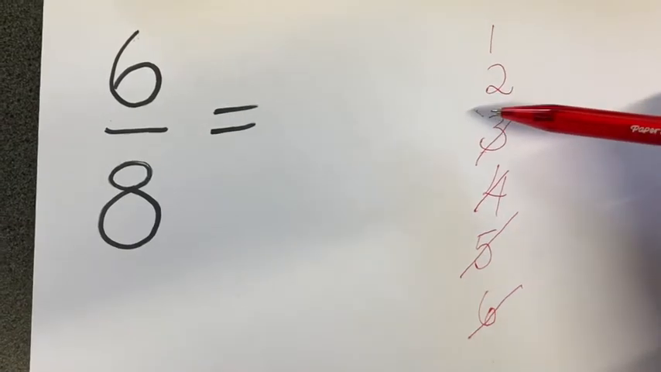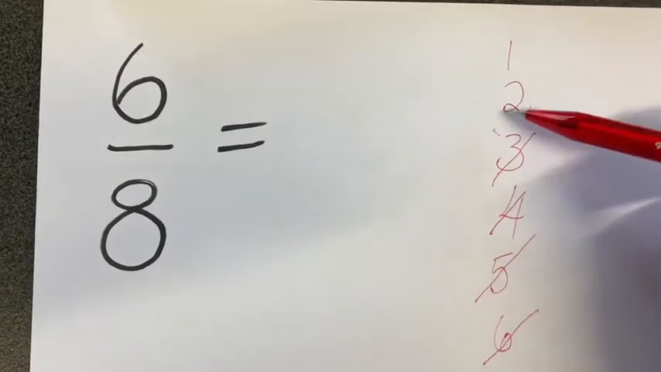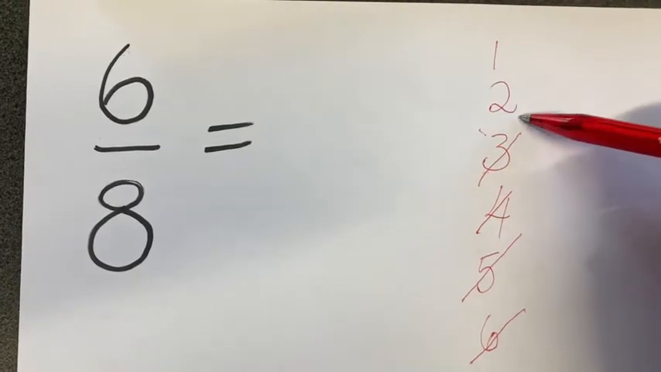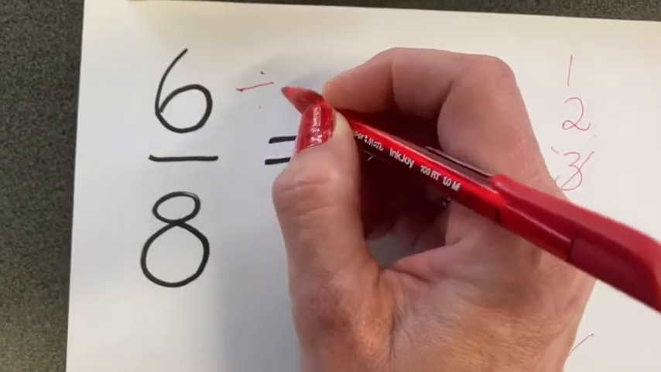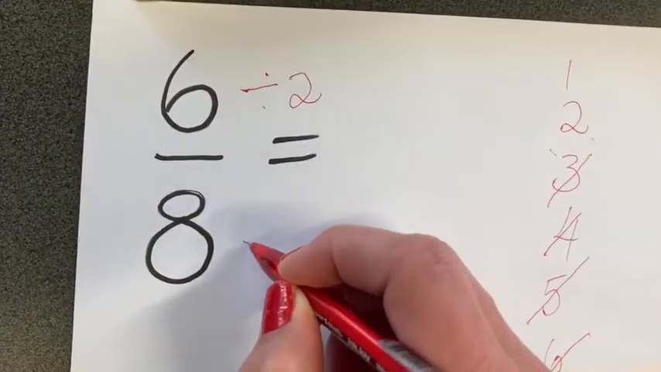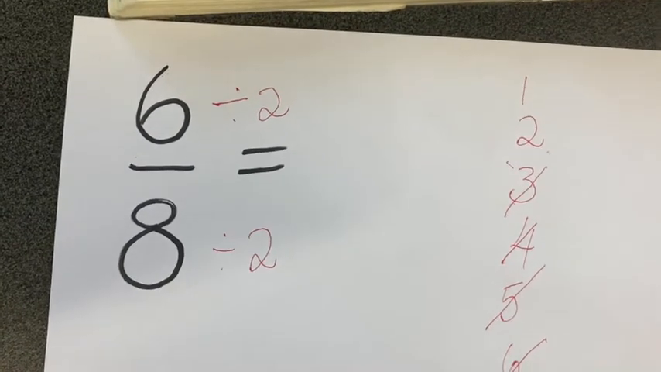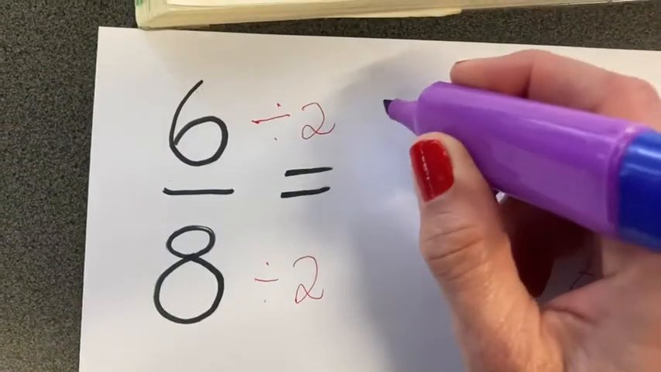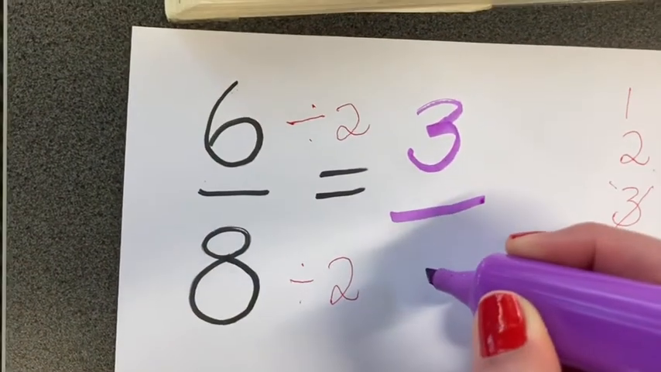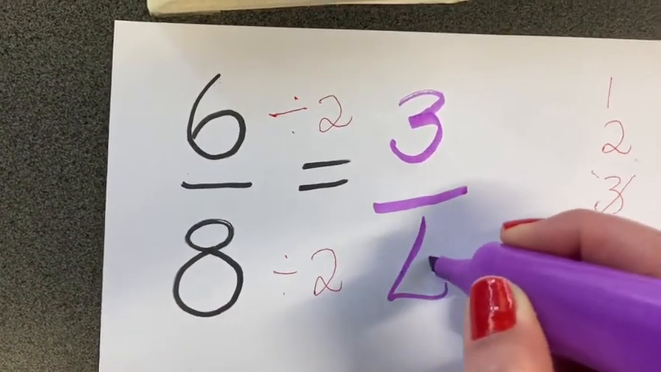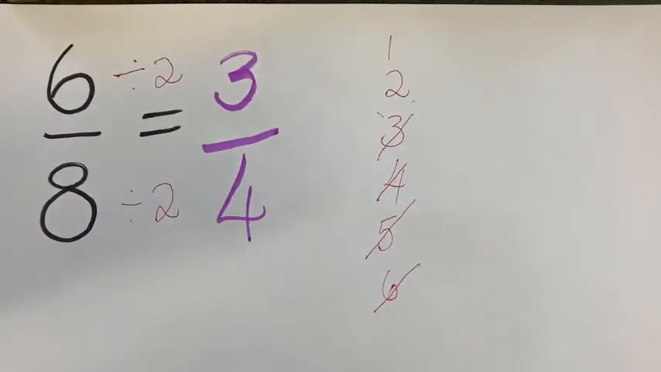Right, then we come back and we look at which numbers are not crossed out, and we look for the biggest number that's not crossed out. There it is, number 2. So whatever we do to the top, we do to the bottom. Whatever we do to the bottom, we do to the top. 6 divided by 2 is 3, and 8 divided by 2 is 4. So now we have simplified that fraction.